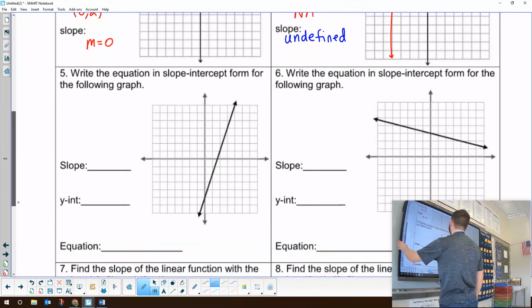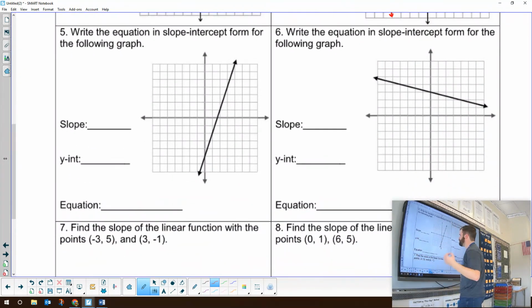Let's write the equation in slope-intercept form for the following. All right, so to write it in slope-intercept form, I need to find the slope and the y-intercept so I can write my equation. So first off, let's find 2 points. So here's a point, here's a point. So we're trying to find 2 points where it goes through exactly at one of the crosshairs. Okay, so now I have that point, I can count up and over. So we're going to count up. 1, 2, 3, 4, 5, 6. So on top of the fraction, I'll have a 6.